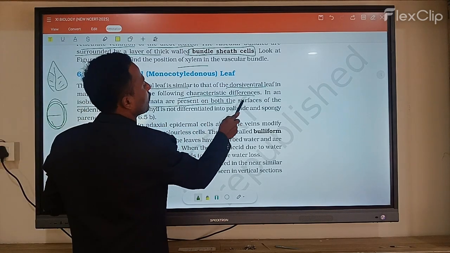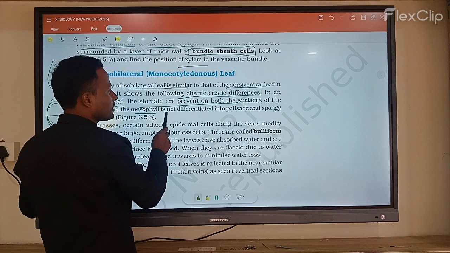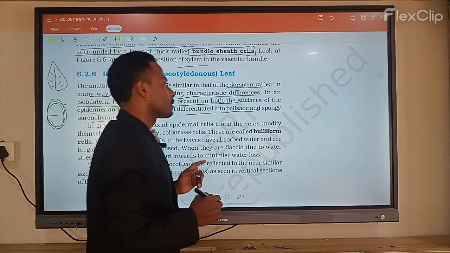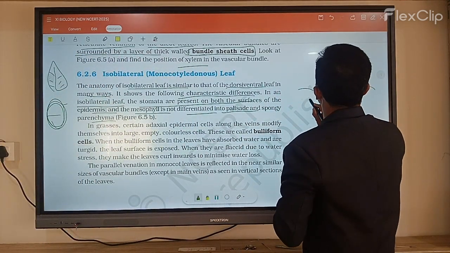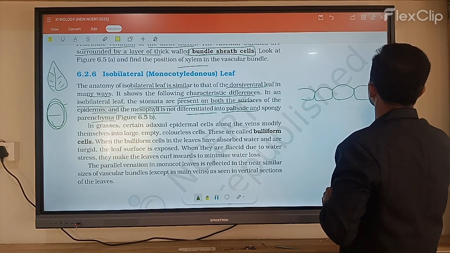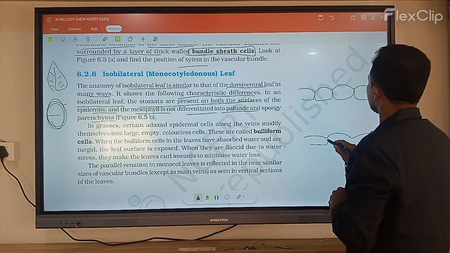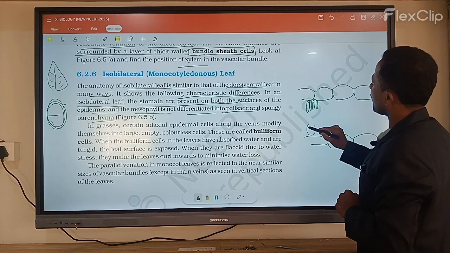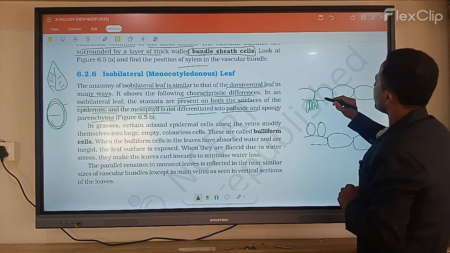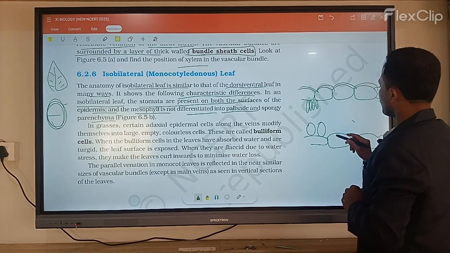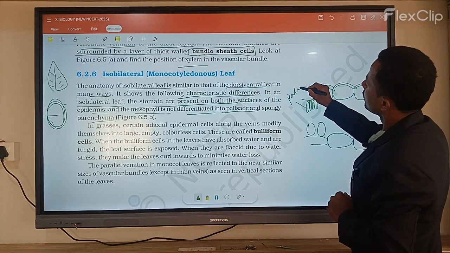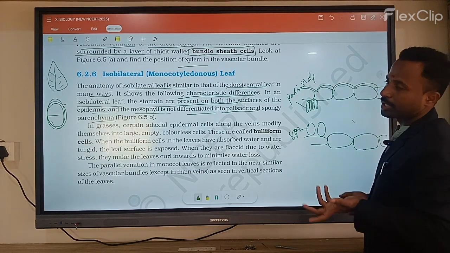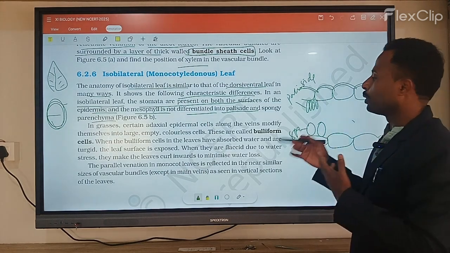In the isobilateral leaf, the stomata are present on both surfaces of the epidermis, and the mesophyll cells are not differentiated into palisade and spongy parenchyma. Here the lower epidermis and upper epidermis are the same as in a dicotyledon leaf. But what is different here? In the dicotyledon, palisade parenchyma is noticed and spongy parenchyma is noticed. But in monocots we do not differentiate which one is palisade and which one is spongy. They are both mixed.